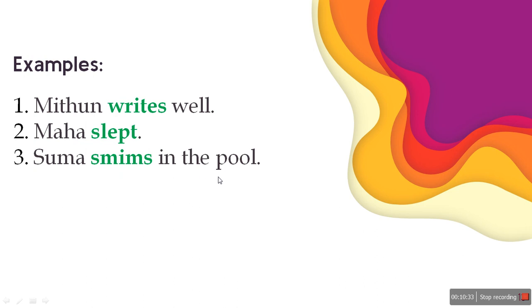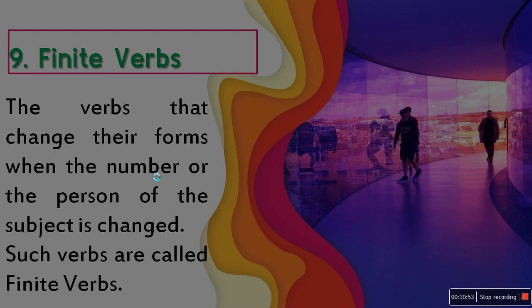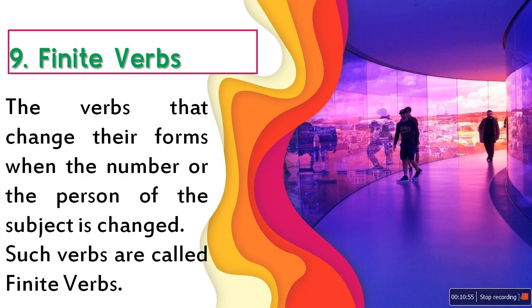The pool is the object of the preposition here. In is the preposition, right? So this preposition's object is the pool. Fine. So this is alone only. The verb swims is alone, so it is an intransitive verb only. Clear? Right. Next, finite verbs.